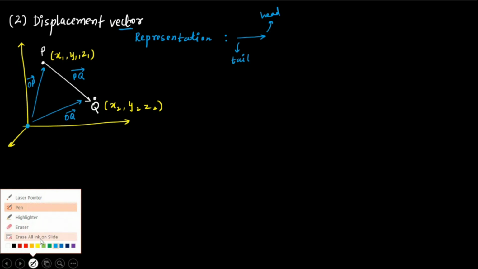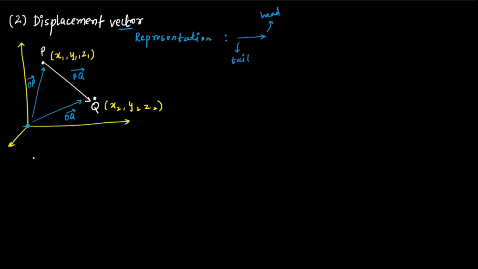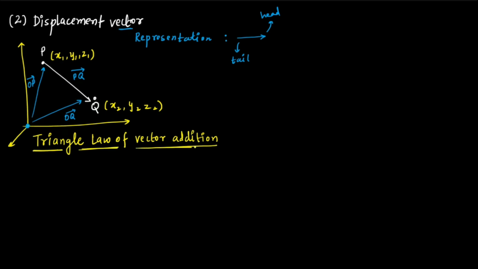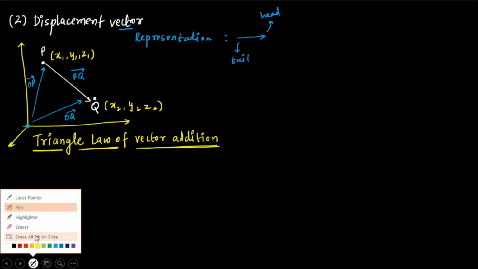Again, how to add these three vectors in mathematical form? We have a law, and that is called the triangle law of vector addition. So using this law, we basically add vectors, and it is very important because if you understand the essence, or you can say the feel of this law, it is going to be very easy to deal with vectors. So I'll try to make you understand it as best as possible.